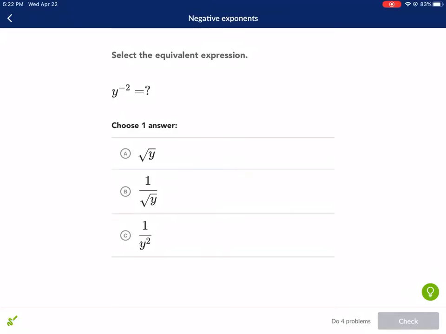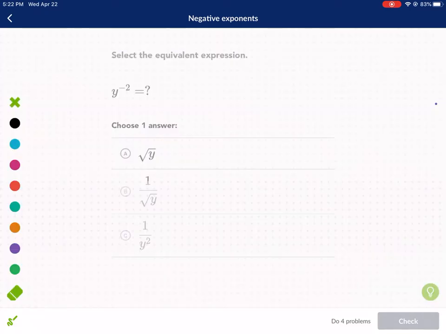Today we're doing a Khan Academy tutorial on negative exponents. So let's go ahead and get started. The question asks, select the equivalent expression. Y to the negative second power equals question mark. So let's break this down.